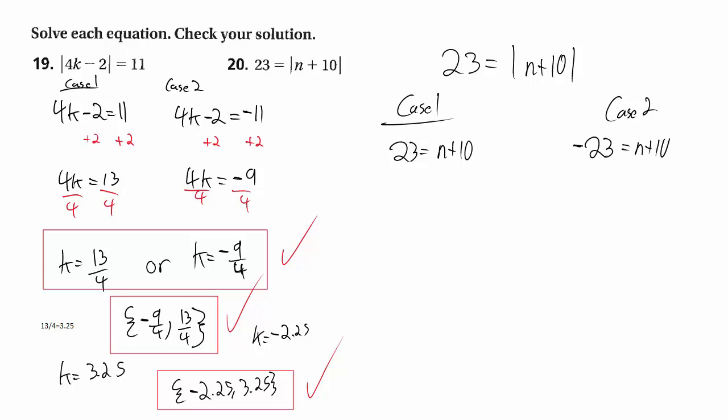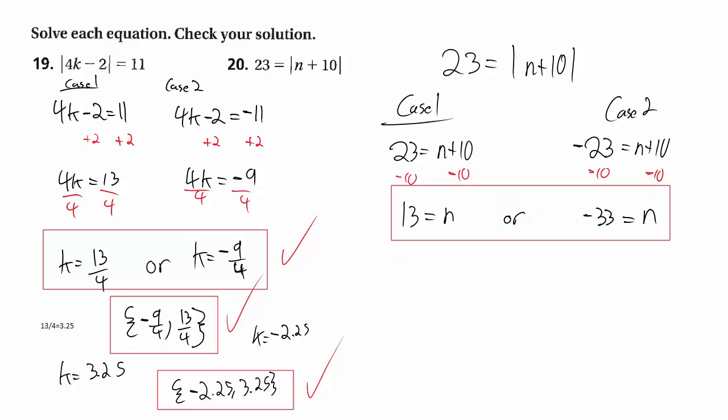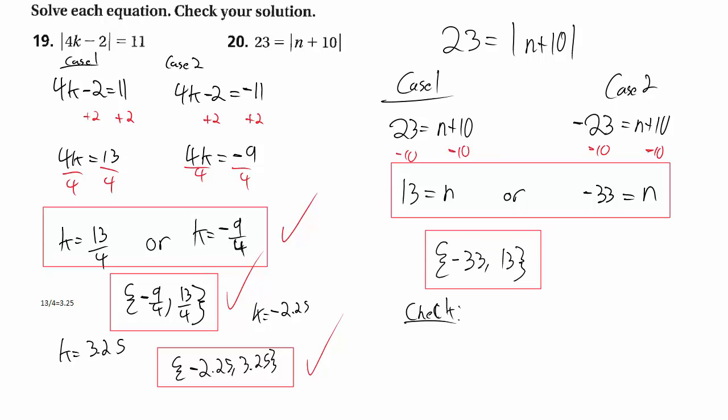Let's do this one similarly, and this time I'll show you what I mean by checking it. So the two cases, set it equal to the positive version, set it equal to the negative version, and then I'm going to solve it like I would any equation. I think these are my two solutions, and I could write that in roster form notation. You don't have to write it both ways. Pick whatever your favorite way to write it is.